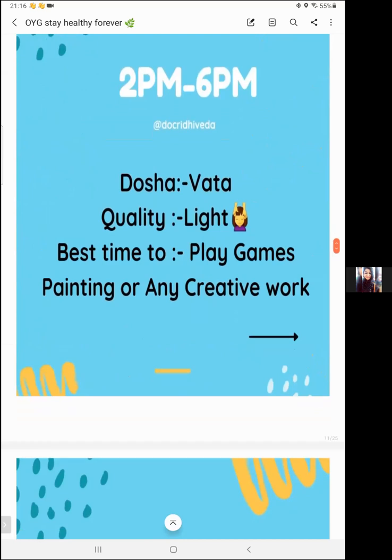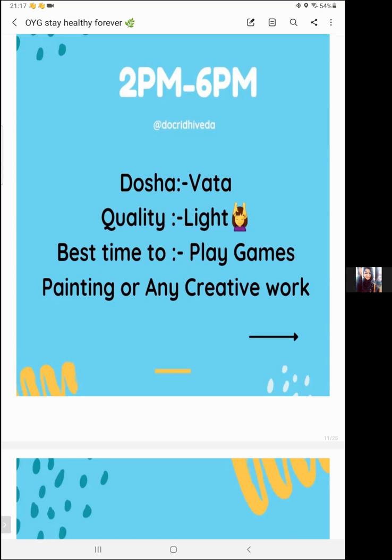Then 2 p.m. to 6 p.m. is again the time of vata dosha. It is light in nature. So at that time, you can see this vata dosha is very important for our body, because it gives the flow to our thoughts. Sometimes it happens that we keep on thinking, one idea popping up, another idea, third idea, fourth idea. So this is the thing that Vata does to our mind.